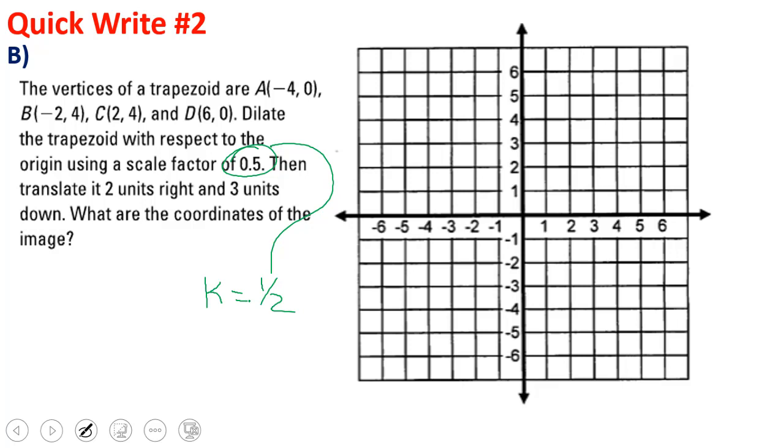Hey, ladies and gentlemen, and then we're going to do something else because we should be able to put all these transformations together. So after you dilate the figure, you're going to translate it, which means you're going to move it 2 units right and 3 units down, and then you're going to write your final coordinates. So your final coordinates should be A prime prime, B prime prime, C prime prime, and D prime prime. Whoop, I put too many primes on there.